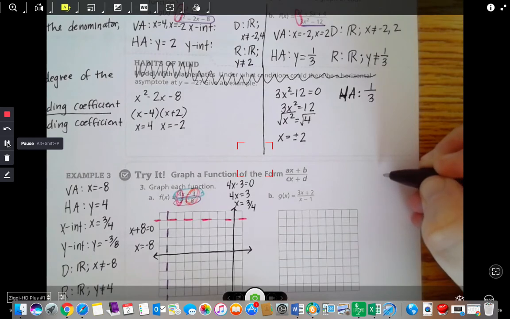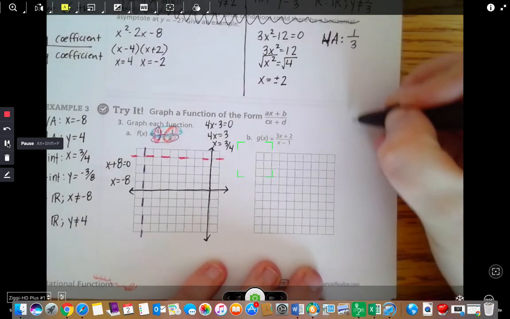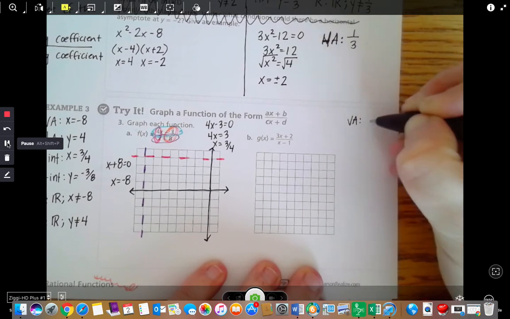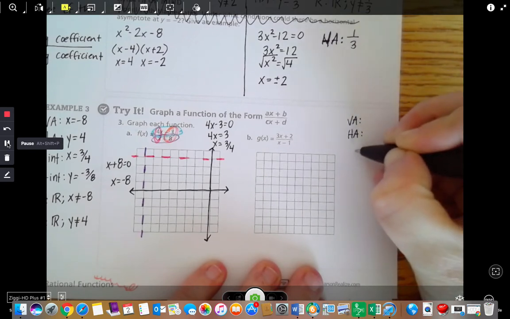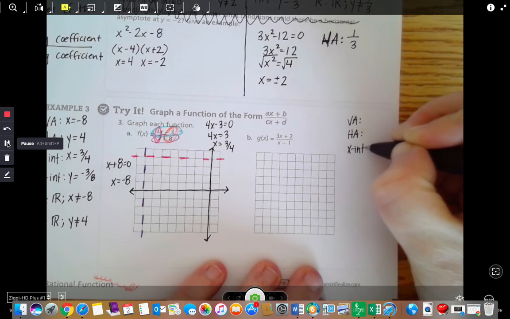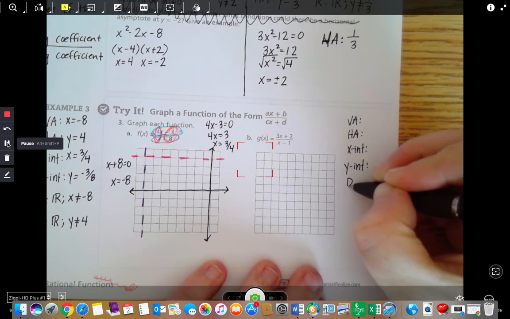Next one. We got our vertical asymptote, horizontal asymptote, x-intercept, y-intercept, domain, and range.